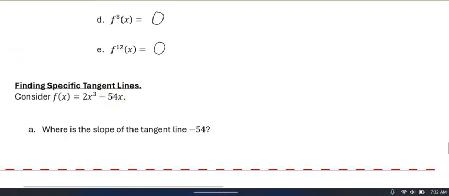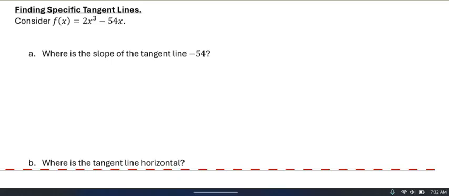All right, let's take a look at finding a specific tangent line. So here we're asked to consider the function f of x is 2x cubed minus 54x. Where is the slope of the tangent line negative 54? So the slope of the tangent line, that's our derivative. We're going to start by finding that using our newfound rule. Bring the power down, reduce it by 1. That's just the linear term minus 54.